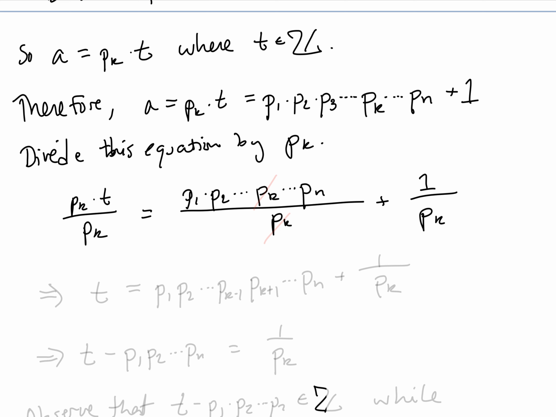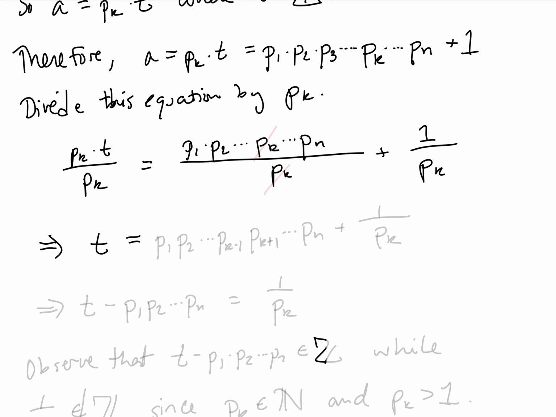And now we have arrived at, this implies that t, so we can obviously cross out, and we're left with t on the left, is equal to, well, pk cancels out with the pk in that fraction up at the top, so p1 times p2 times ... pk minus 1, which was the one before it, pk plus 1, which is the prime after it, times ... pn plus 1 over pk, that kth prime.